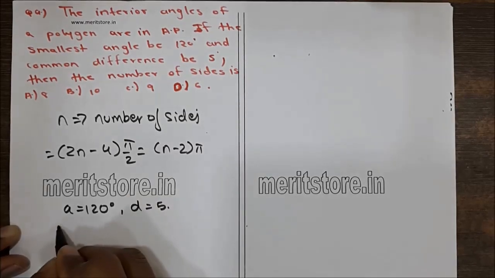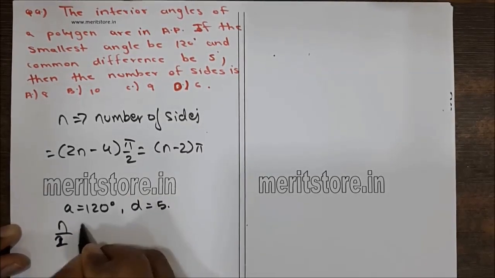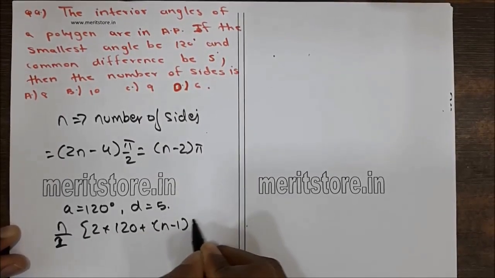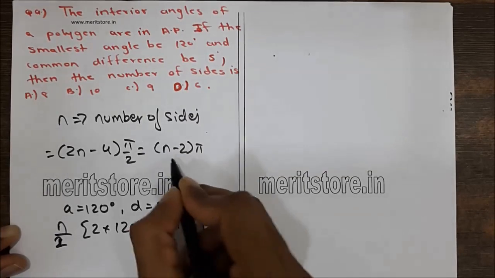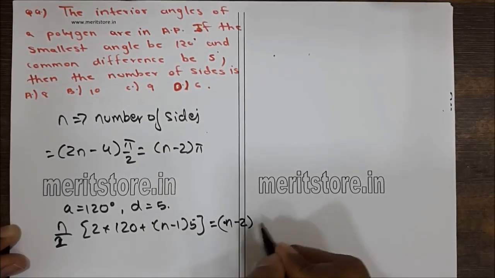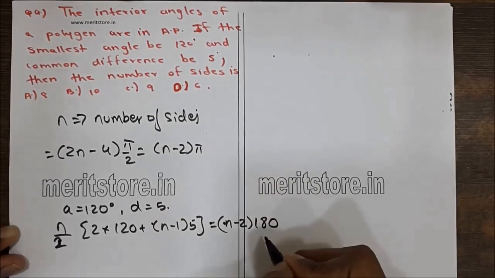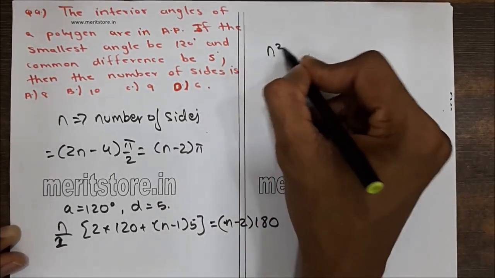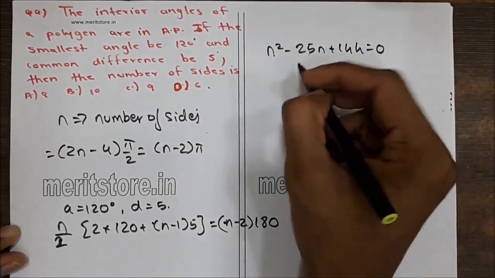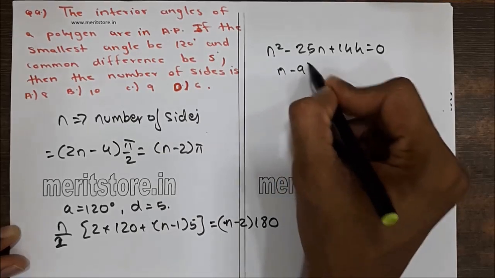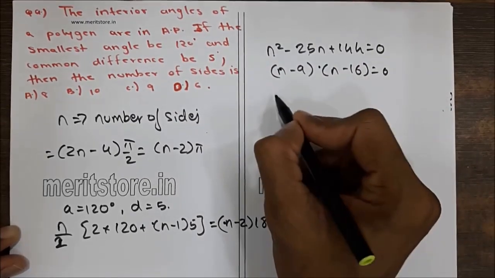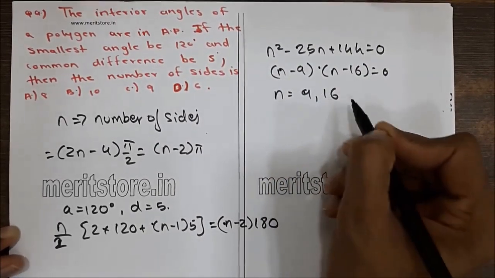Therefore n by 2 times (2 into 120 plus (n minus 1) 5) equals the sum of interior angles, that is (n minus 2) into 180. Further solving this, we get n square minus 25n plus 144 equals 0. Taking the roots, we get (n minus 9) and (n minus 16). We get n equal to 9 and 16.